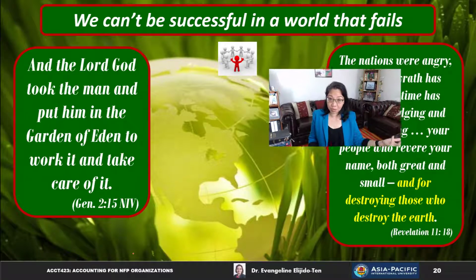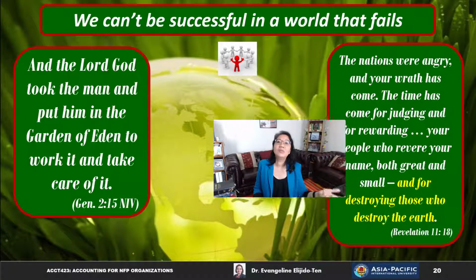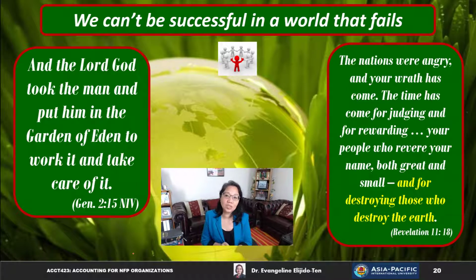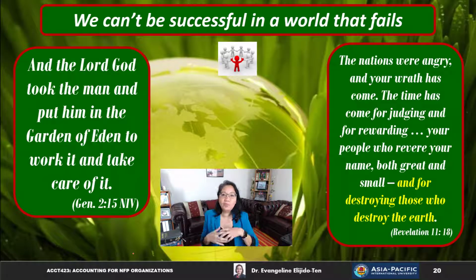So we have a Bible quote from the first book of the Bible, now in the last book of the Bible, Revelation 11:18 actually has a pretty scary declaration. The nations were angry, it says in Revelation 11 verse 18. And your wrath, this is God's wrath, has come. The time has come for judging and for rewarding your people who revere your name, both great and small, and for destroying those who destroy the earth. So God's wrath will be for those who destroy the earth.